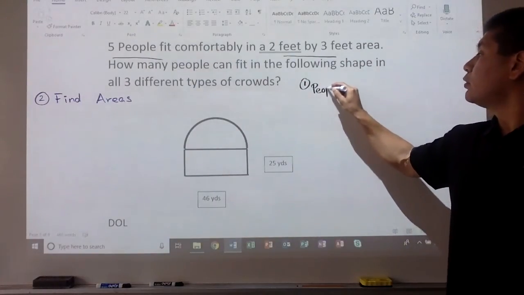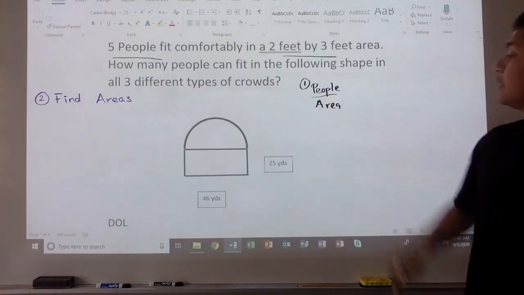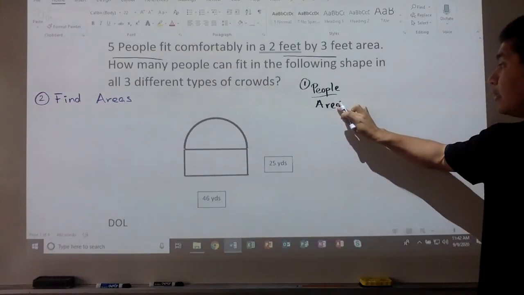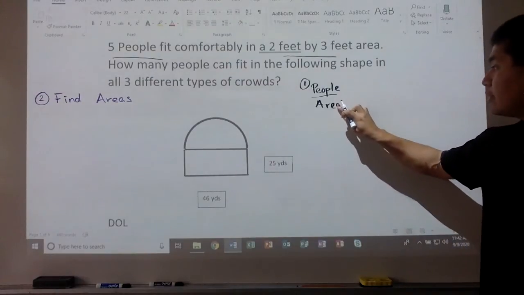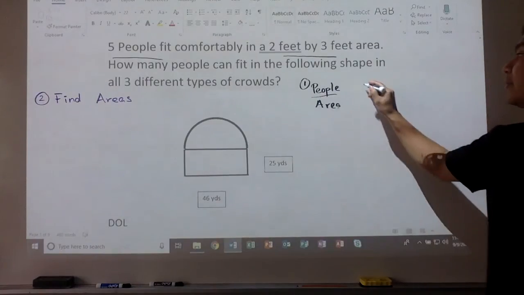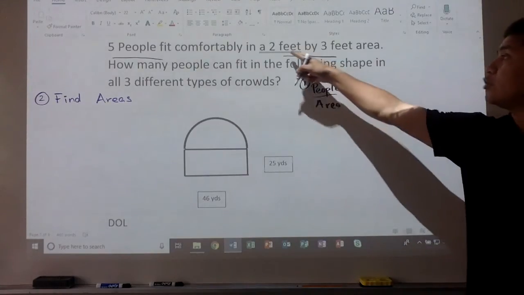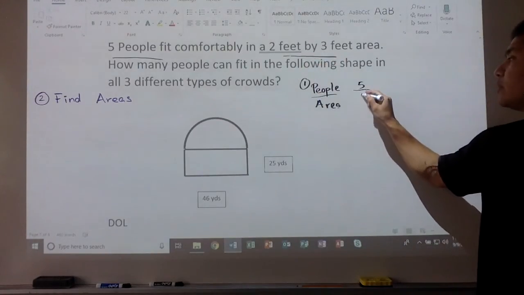People over my area. It's an area. People. 5 people go on the top. 5 people fit comfortably in a 2 by 3. So 2 times 3 should give me 6.